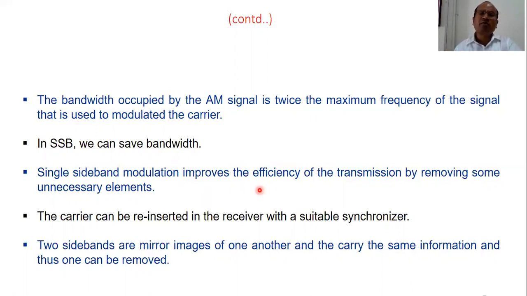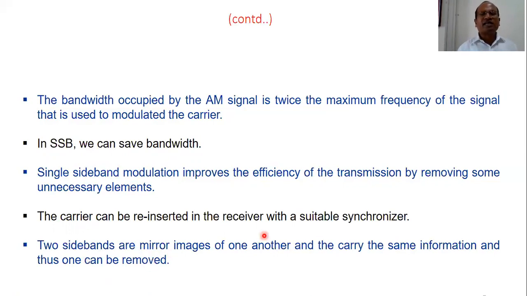Now SSB improves efficiency by removing some unnecessary elements. Unnecessary element means the unnecessary sideband which is not needed, and the sideband which we are preferring as the better sideband, we are sending it. So because of that, the power required will be less. This is how the efficiency will be better.